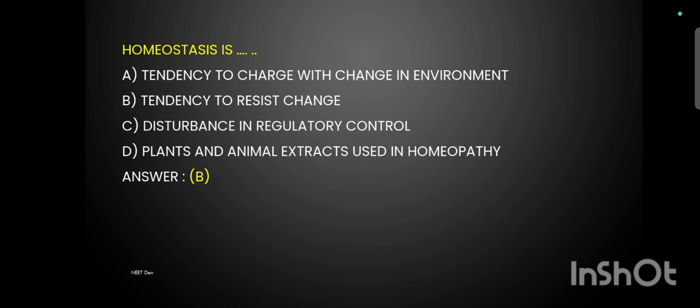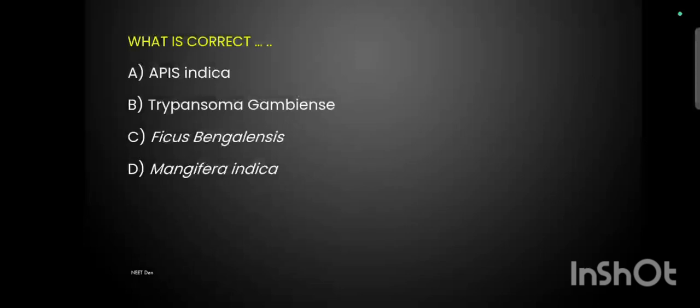So, the question is, homeostasis is A, tendency to change with change in environment, B, tendency to resist change with change in environment, C, disturbance in regulatory control, D, plants and animal extracts used in homeopathy. So the answer is B, that is tendency to resist change in the body with change in environment. So this is regarding the internal body environment, which is called as homeostasis, and in most of the plants and animals, there is tendency to resist change with change in environment. What is correct? So various scientific names are mentioned from option A to D, and which scientific name is appearing to be correct? The correct option is D, Mangifera indica.